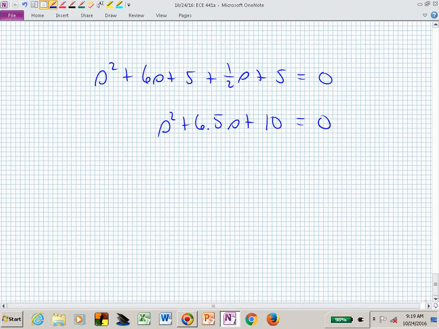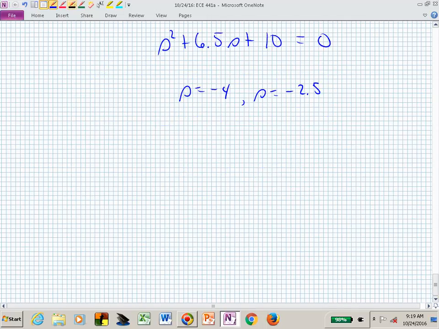And you can put that into the quadratic formula and end up with a pole at -4, another pole at 2.5. And you can check your work. 2.5 times 4 does give you 10, so that makes sense. And the sum of 4 and 2.5 gives you 6.5. So that is a reasonable answer to be expected.